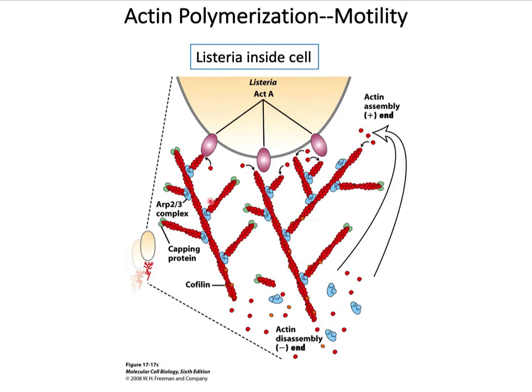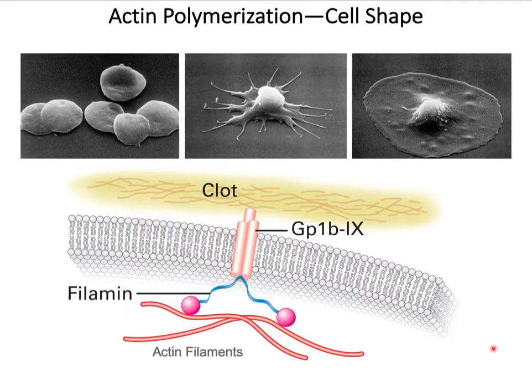So there is a rapid growth of these branches, and as these branches are growing at the plus end and depolymerizing at the minus end, the bacterium is actually being propelled forward on this actin tail. So this shows the whole of the bacterium, and this is the actin tail behind it. So actin polymerization is really important for motility. It is also really important for the maintenance of the cell shape and the changes that occur in cell shape.